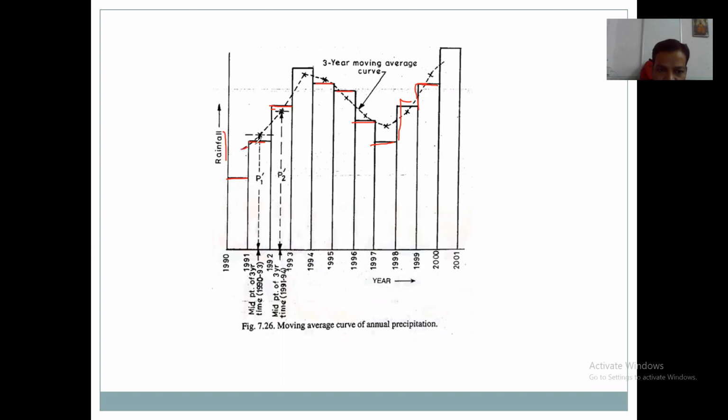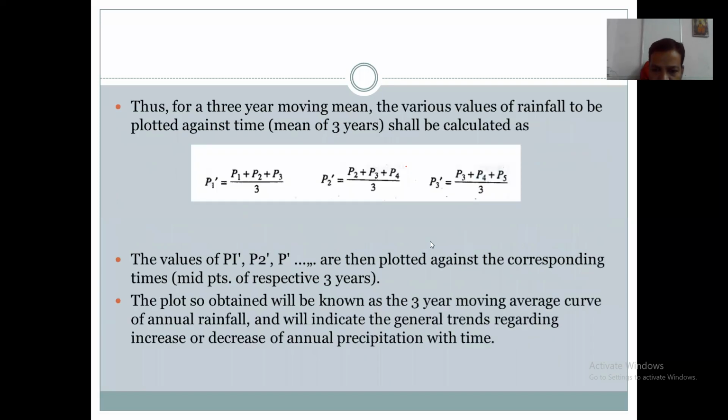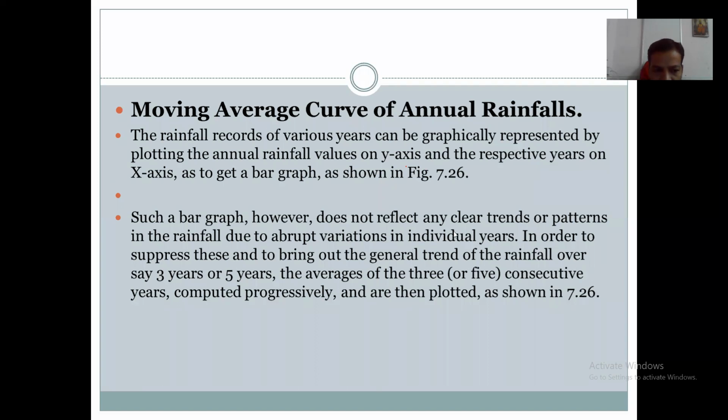The graph is plotted here. See dotted line that shows the moving average curve. Okay. So this is a bar chart or bar graph that does not reflect any clear trends or patterns in the rainfall due to abrupt variation in individual years. So there may be variation in the years, variation in the rainfall.